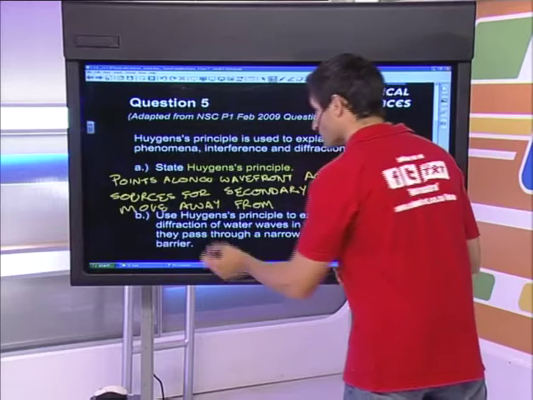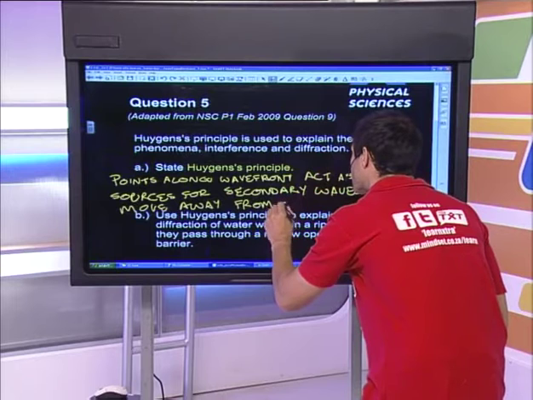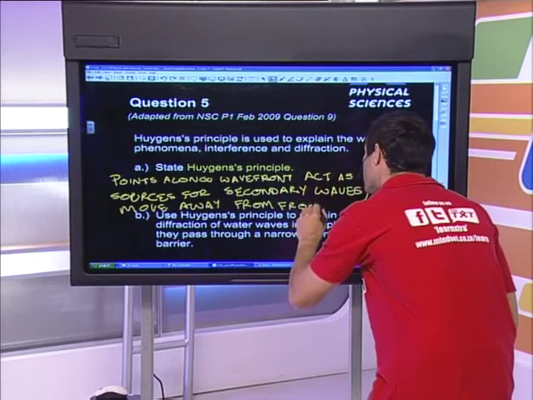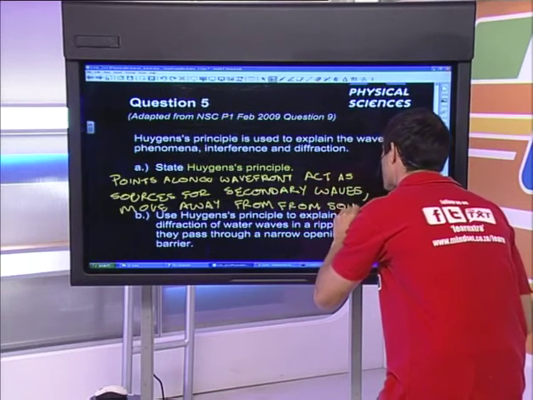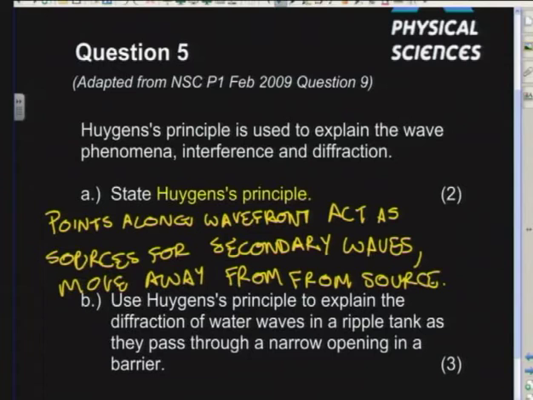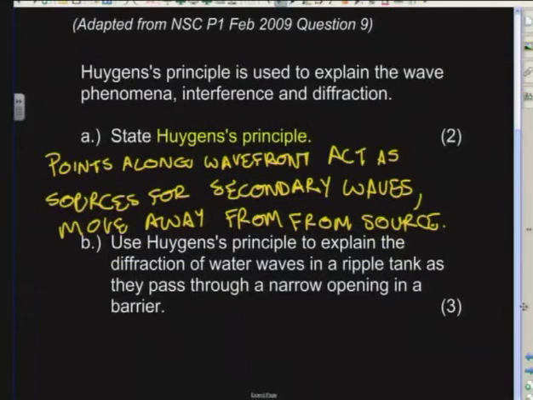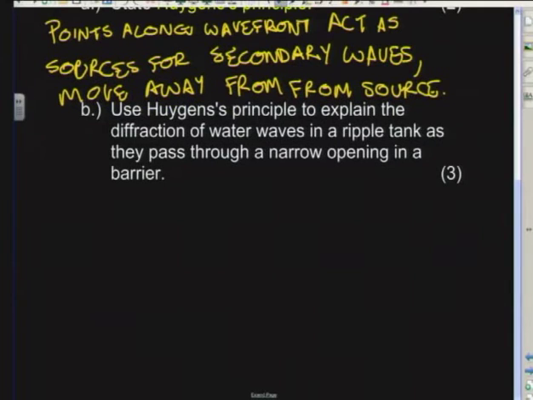So sources for secondary waves, and they move away from the source. Okay, so now there's Huygens' principle, and there's your 2 marks. Now let's get into the beef of Huygens' principle. And so now it says, use Huygens' principle to explain the diffraction of water waves in a ripple tank as they pass through a narrow opening inside a barrier. And here's my best explanation.